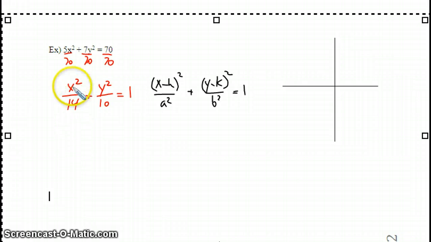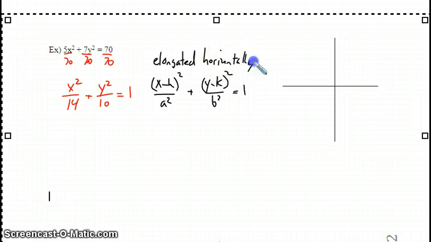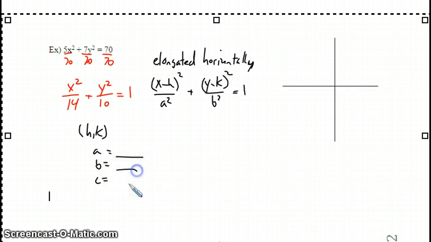So because a is underneath the x value, this is elongated horizontally. If it's elongated horizontally, that's important for us to know that our a is going to be going left and right, and so will our c values. So we need to know our center, we need to know our a, our b, and really our c, although to graph it we don't need to know b. We just want to put c on the graph.